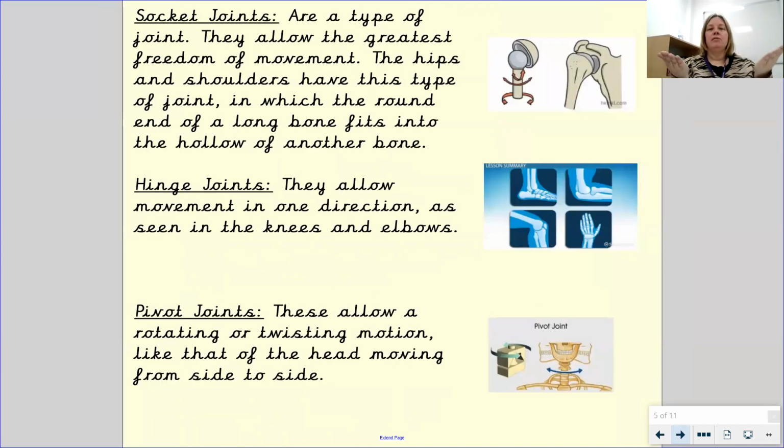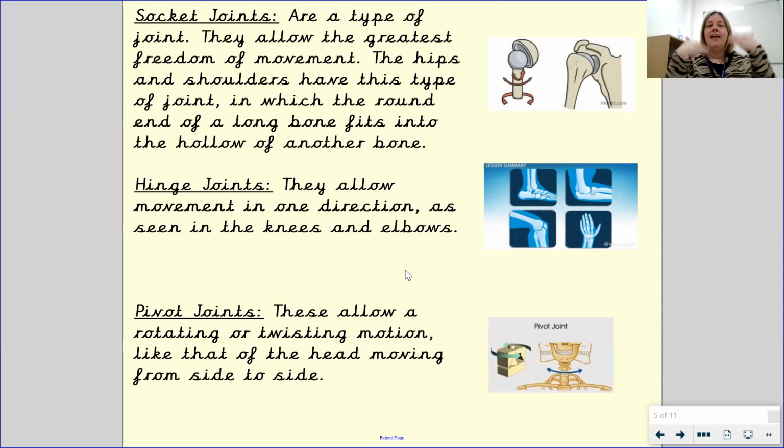Socket joints. Socket joints are a type of joint that allow the greatest freedom of movement. The hips and shoulders have this type of joint in which the round end of a long bone fits into the hollow end of another bone. And here you can see what a socket joint looks like.